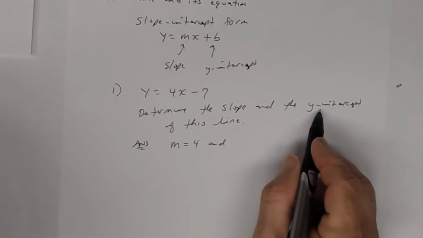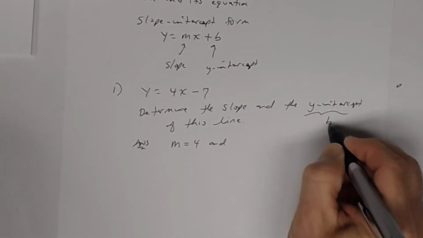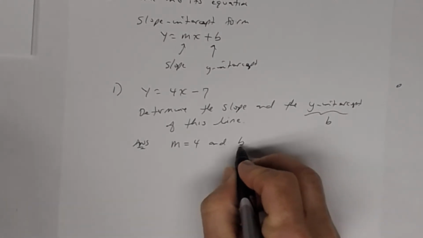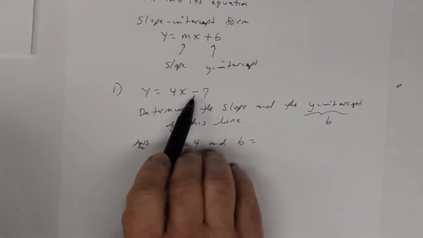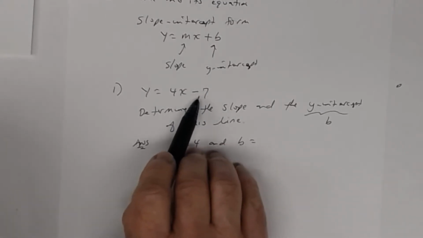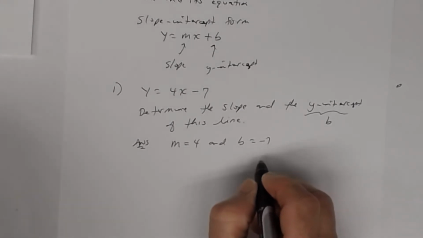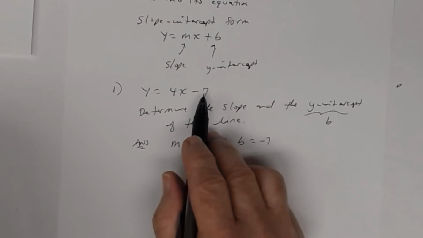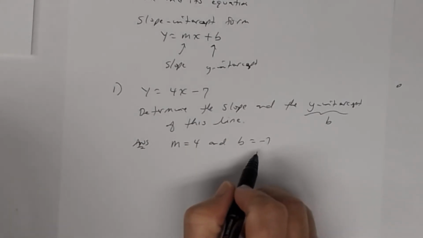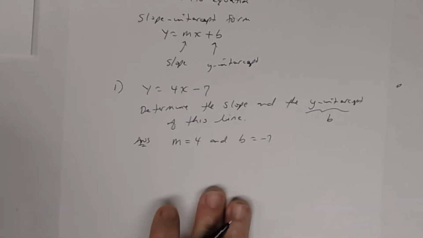And for y-intercept, you can use the letter b. B for y-intercept. And b equals, and in this case, make sure you keep the sign. Don't say 7. This is a negative 7. That's where the graph crosses the y-axis. The y-intercept, if you said 7, you're saying the graph crosses the y-axis at 7. It doesn't. It's negative 7. All right, so that's important.